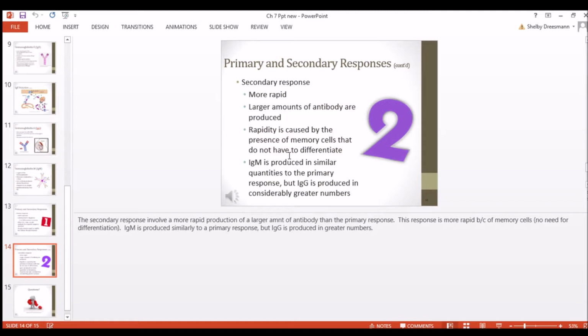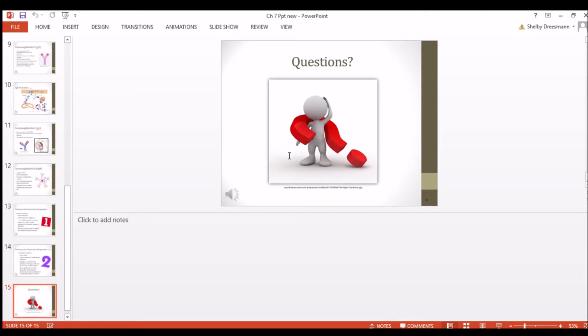So the secondary response is more rapid and larger amounts are produced. It's more rapid because we have memory cells that do not have to differentiate. And IgM is produced in similar quantities, but IgG is produced in greater numbers. I said that like 3 times.